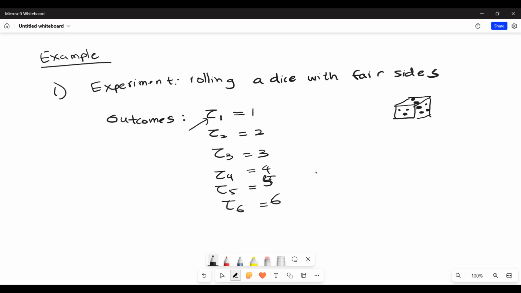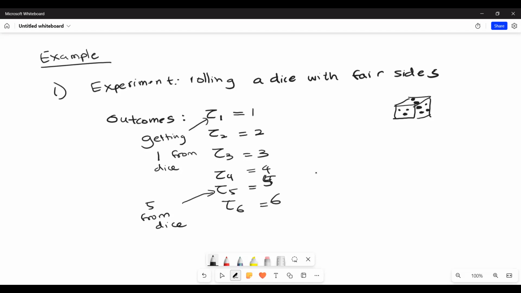So this is getting 1 from the dice. This is getting 5 from the dice. So getting 5 I denote as 5. So I can therefore denote all the outcomes as a real value.